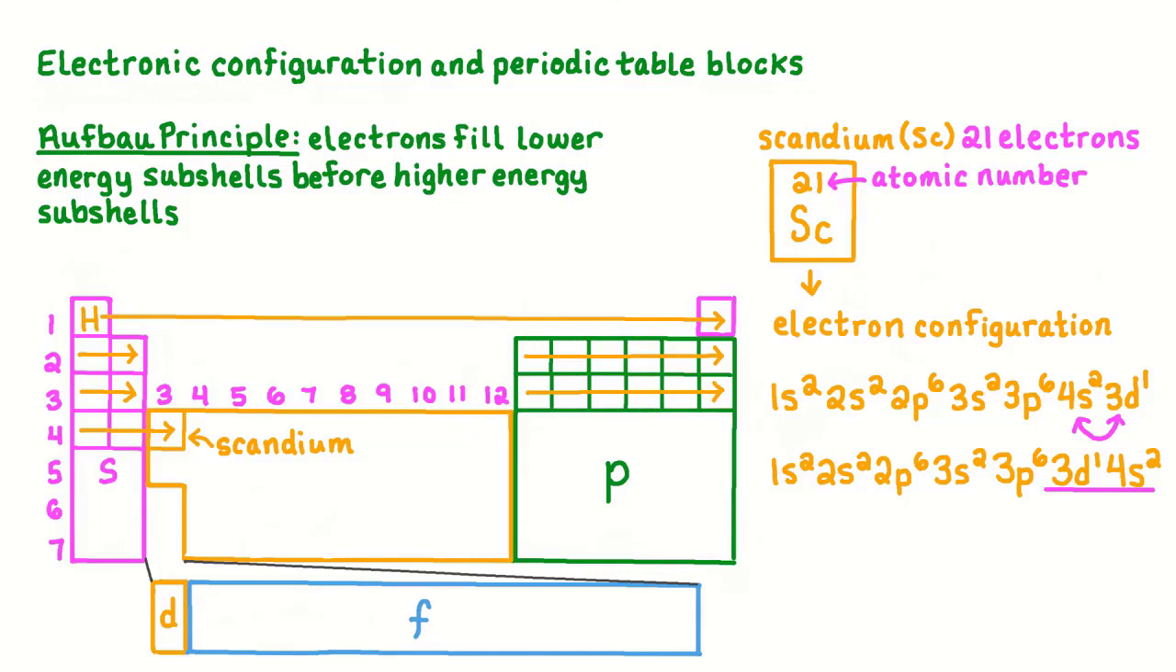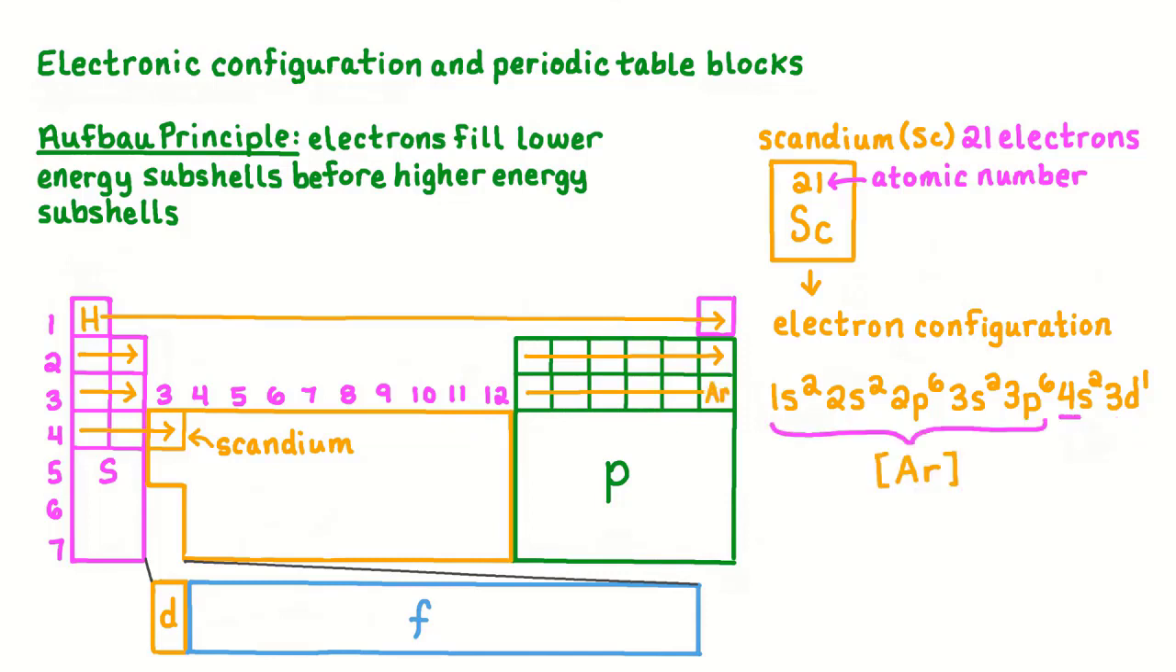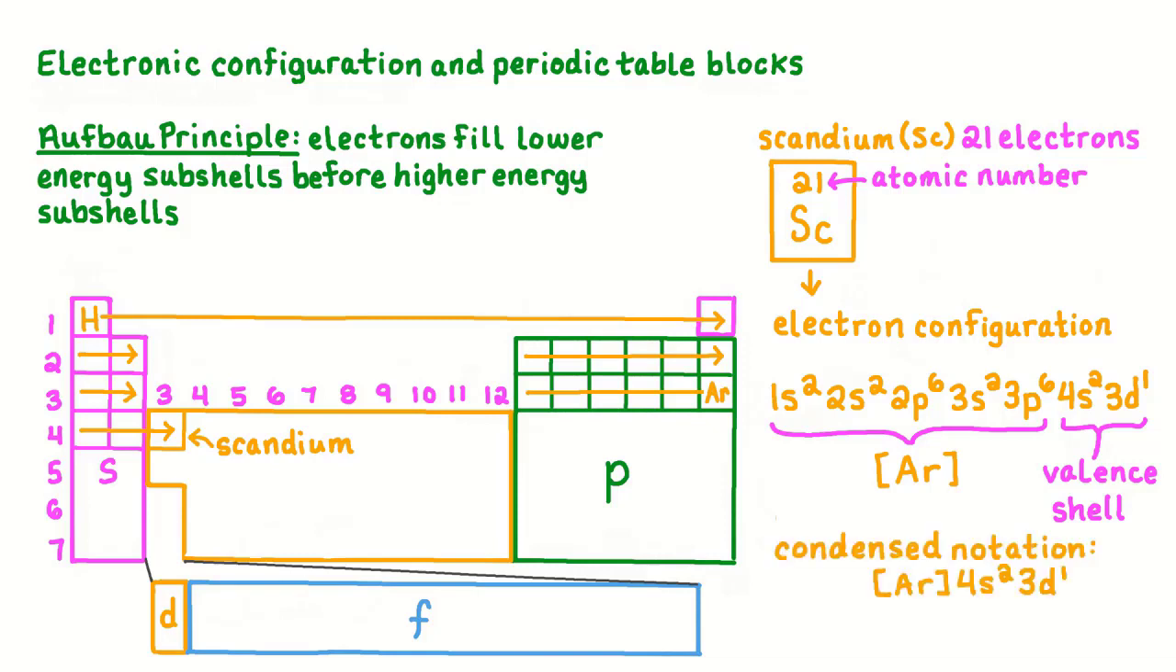The electron configurations for elements beyond period 4 can be quite long, so chemists simplify the electron configuration by using condensed notation. Scandium is in period 4. The part of the electron configuration that we wrote before reaching period 4 corresponds to the electron configuration of argon. The remaining subshells contain the scandium atom's valence electrons. Condensed notation consists of a noble gas in brackets followed by the electronic configuration for the valence electrons. After combining these two parts, the condensed notation of scandium is [Ar] 4s² 3d¹.